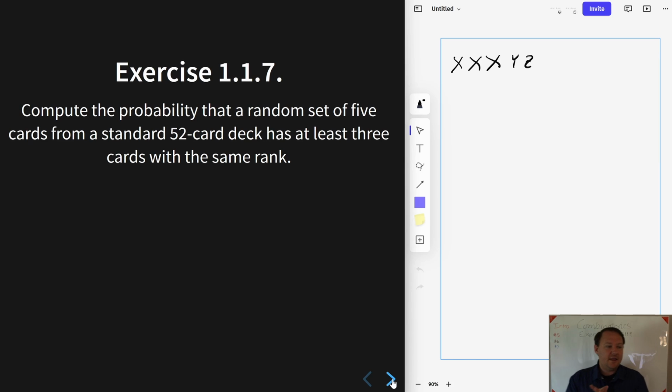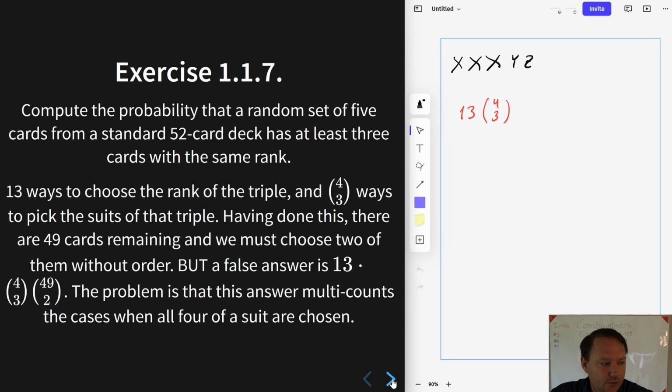So in this diagram, what we could imagine is that we first have to pick the rank that is going to be repeated 3 times. So there are 13 different ranks to choose from, so we're going to multiply in our answer the number 13. Having chosen the rank, we next need to choose 3 suits out of the 4 available for that collection of 3. So there are 4 suits in total. We will choose 3 of them to be the suits that make up the x's.